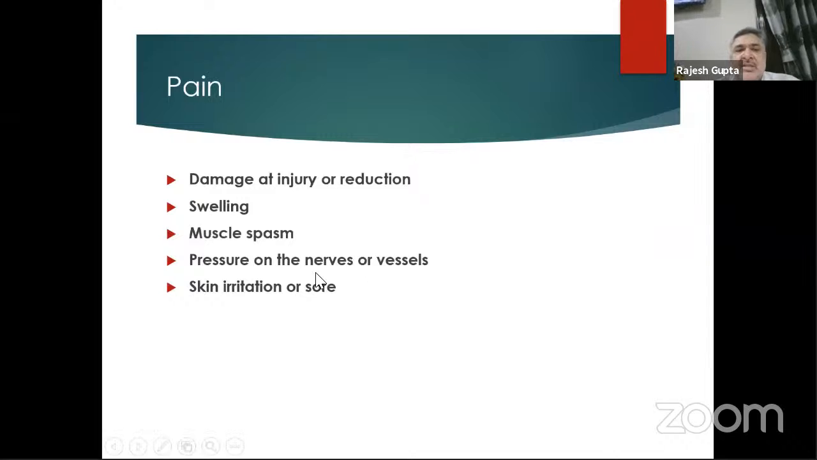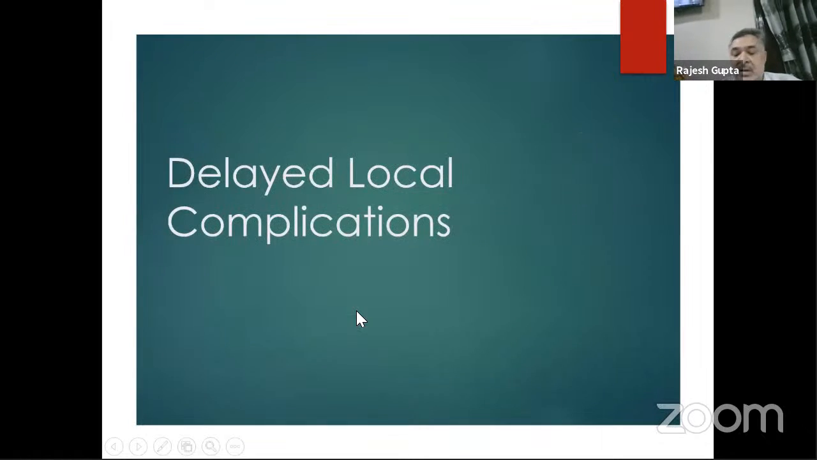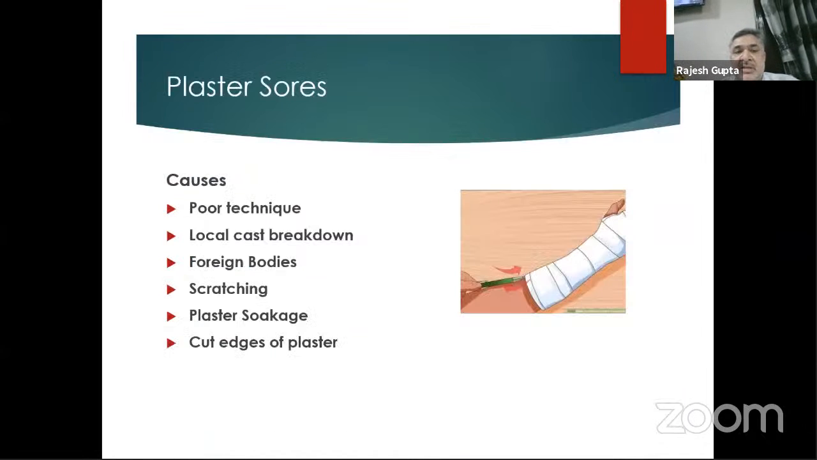Now, there are many reasons for pain: damage at injury or reduction, swelling, muscle spasm, pressure on the nerves or vessels, and skin irritation or sore. Whatever the cause, we have to treat the cause. Coming to delayed local complications, very important are the pressure sores.